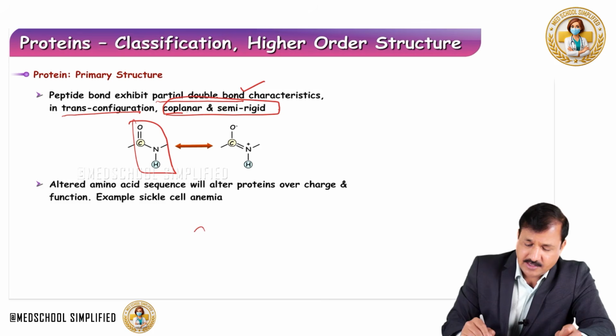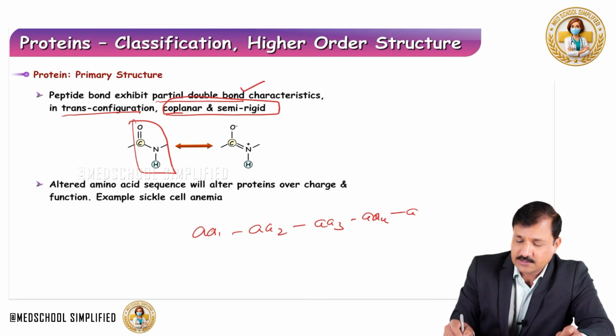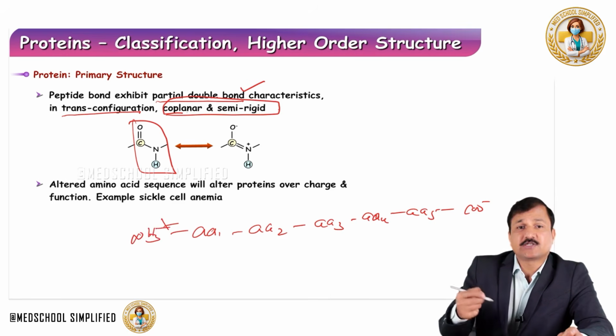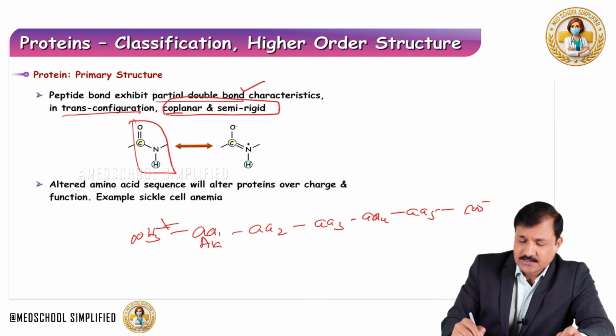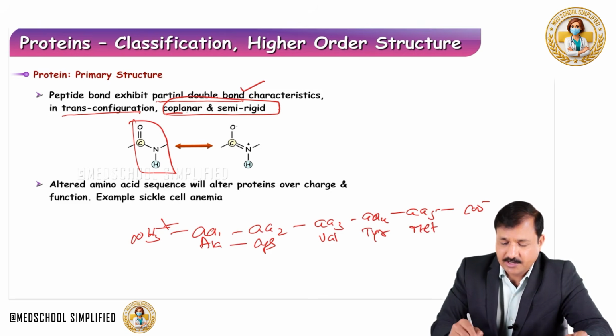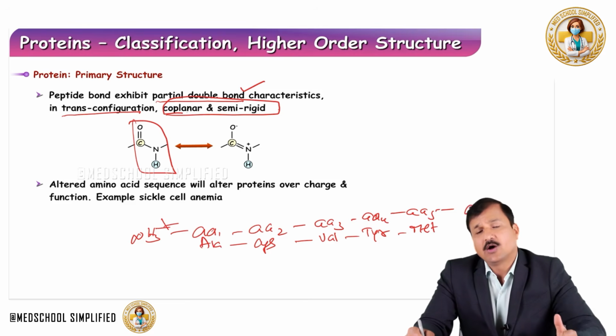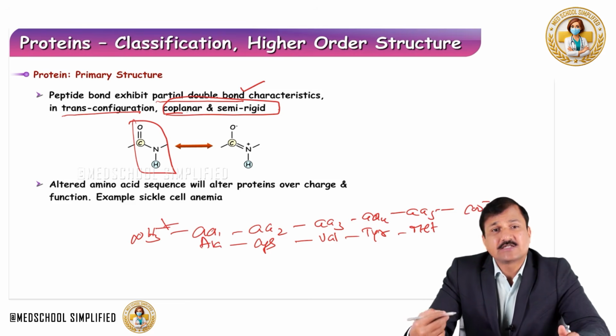Now, consider any alteration in the amino acid sequence. As I have written, amino acid 1, amino acid 2, amino acid 3, amino acid 4, amino acid 5, ending with COO minus on the right and NH3 plus on the left-hand side. If my first amino acid was alanine, the second is cysteine, the third is valine, the fourth is tyrosine, and the fifth is methionine. This is a sequence of amino acids determined by a genetic sequence. Now, what if that sequence changes?